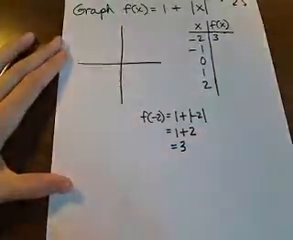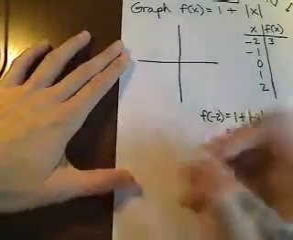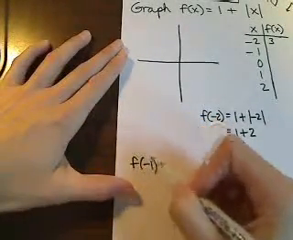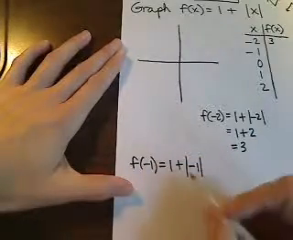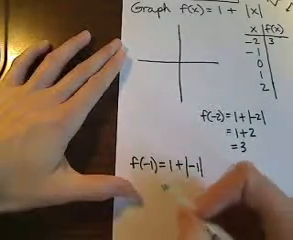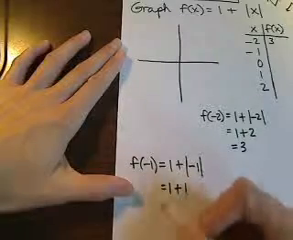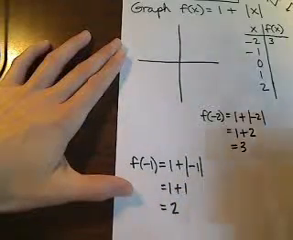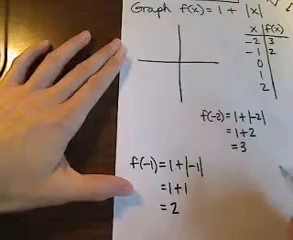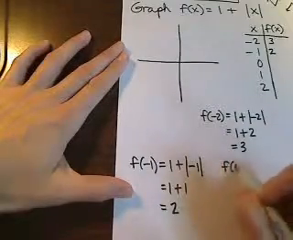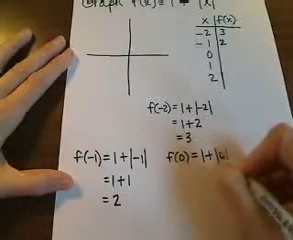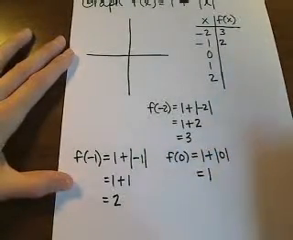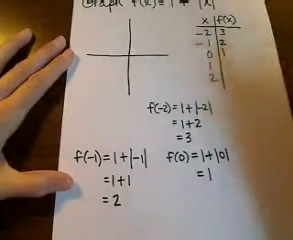Okay, and then I'm going to evaluate f of -1, so that is 1 plus the absolute value of -1. Absolute value of -1 is a positive 1, so that becomes a 2. Okay, f of 0 is when I plug 0 in for x there. Absolute value of 0 is just 0, so this is just going to be a 1.